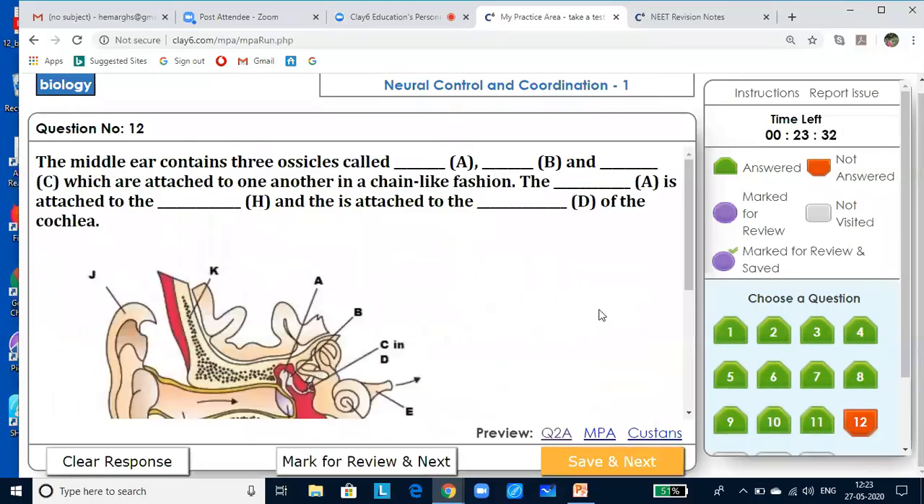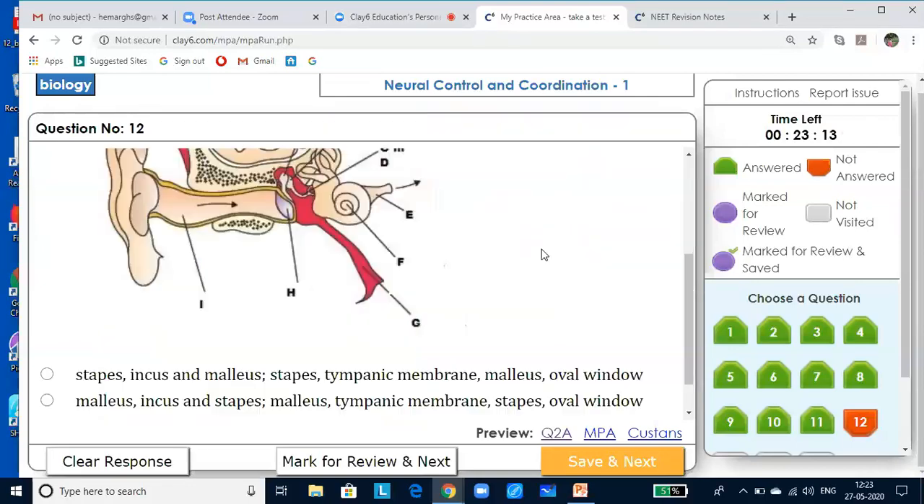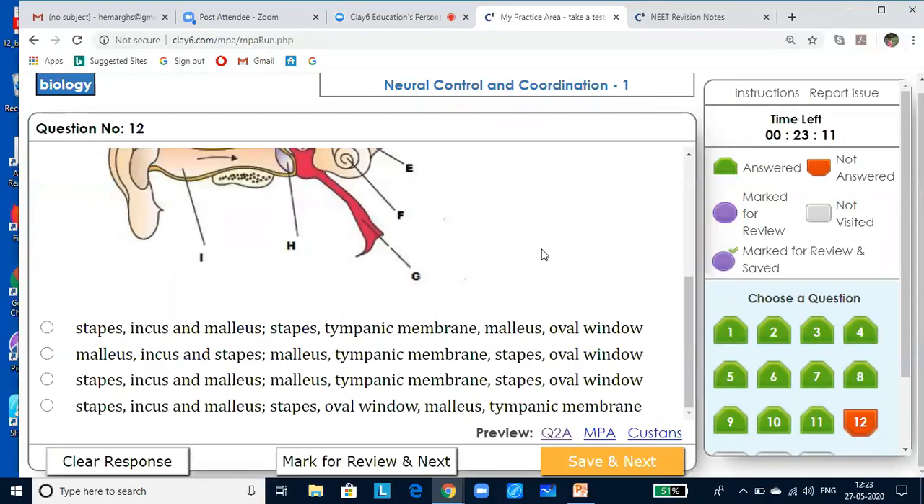The middle ear contains three ossicles called malleus, incus and stapes, which are attached to one another in a chain-like fashion. The malleus is attached to the tympanic membrane and it is attached to the stapes, which is attached to the oval window of the cochlea. Okay, now let us look here. It could be malleus, incus and stapes. Malleus to the tympanic membrane, stapes and oval window.